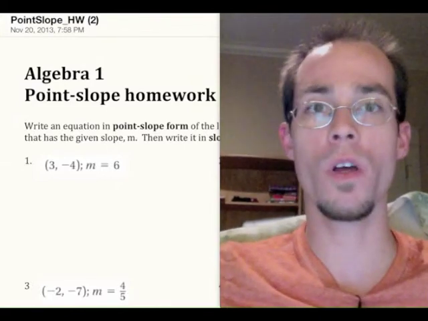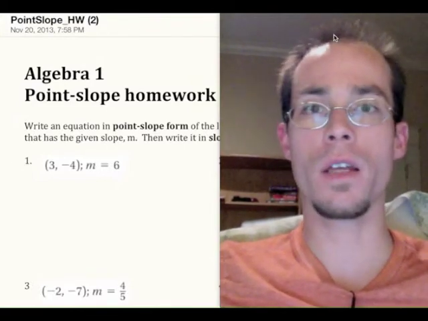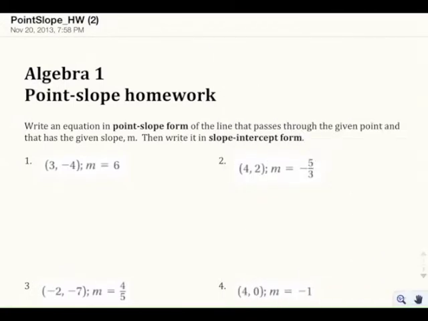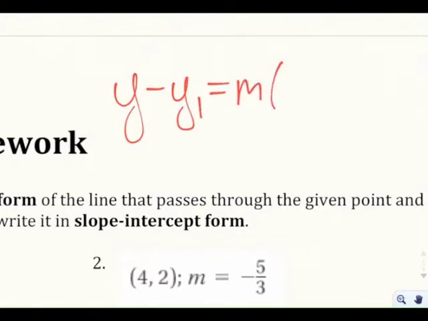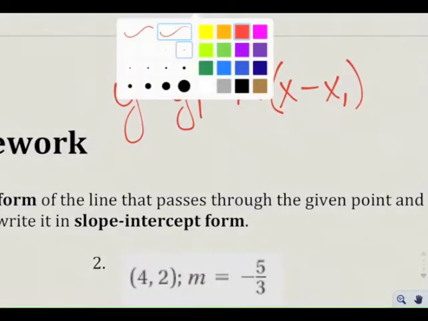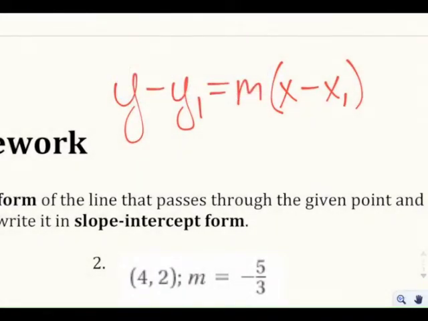As promised, I am going to make a short video here in which I get you started on the point slope homework. The first thing that you'll need to do in preparation for this homework is to write down point slope form. Up here at the top right, point slope form is y minus y1 equals m times in parentheses x minus x1.